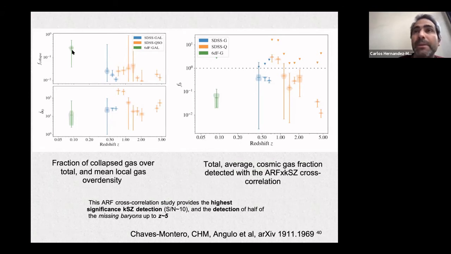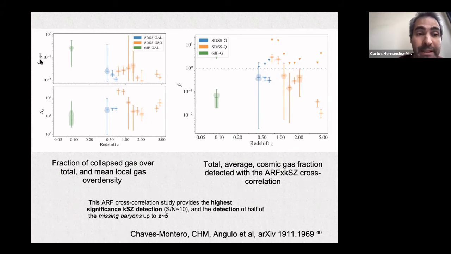We can estimate the virial radius, the size of the halo, and how many electrons those halos host. And we find that the signal assignable to the halo is only a small fraction of the signal that we measure.